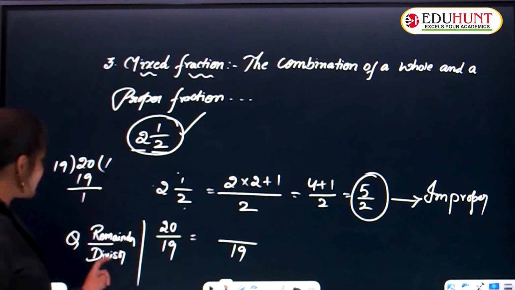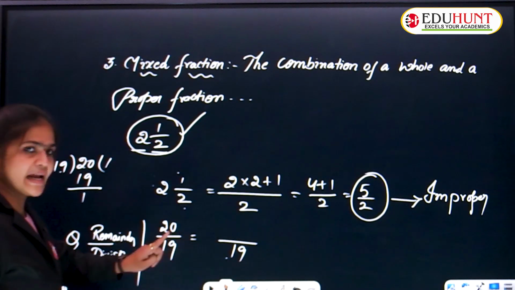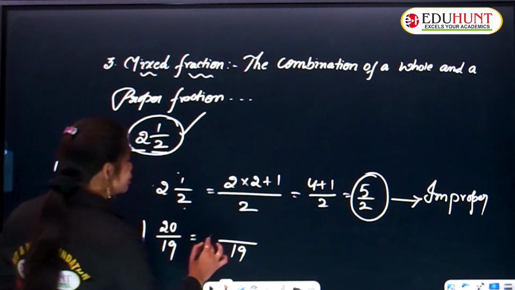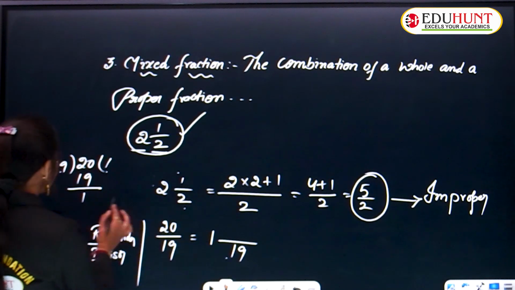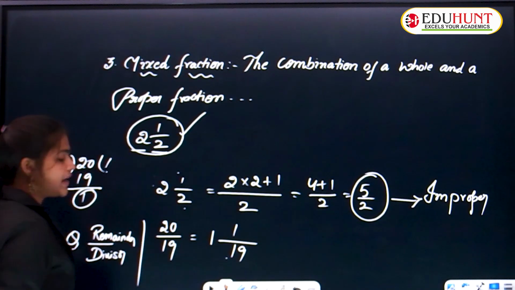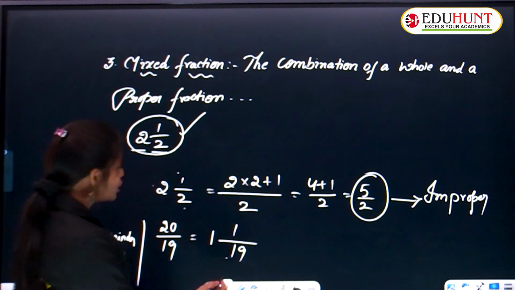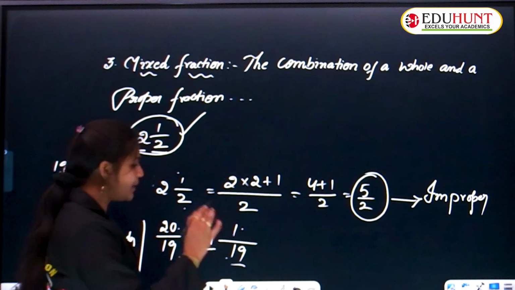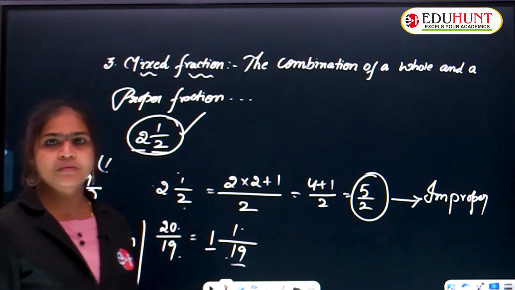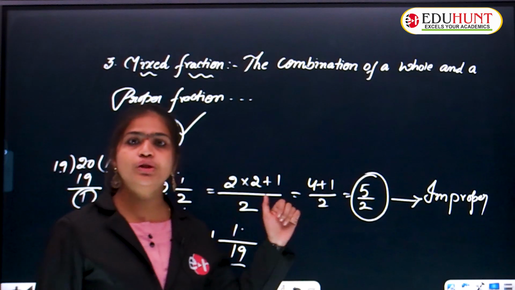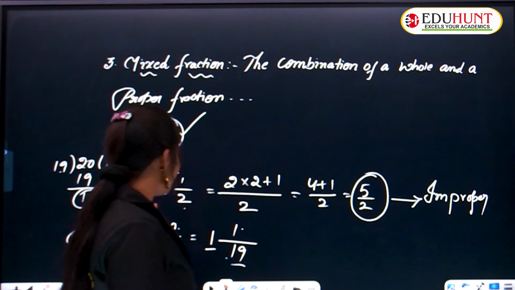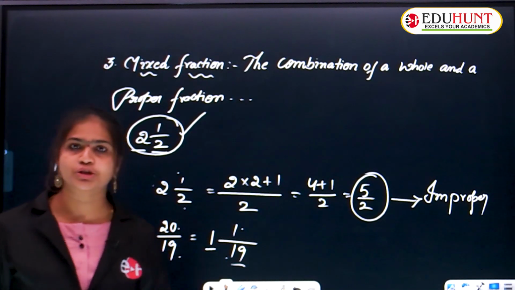Understood? Now the divisor is 19, so it is written as it is, and at this place we need to write the quotient, which is 1, and here we have to write the remainder. What is the remainder? 1. So after conversion, again 19 ones are 19, 19 plus 1 is 20, 20 by 19, again you will get it. Understood? So this is the conversion of a mixed fraction into an improper fraction, and in the same way an improper fraction into a mixed fraction.